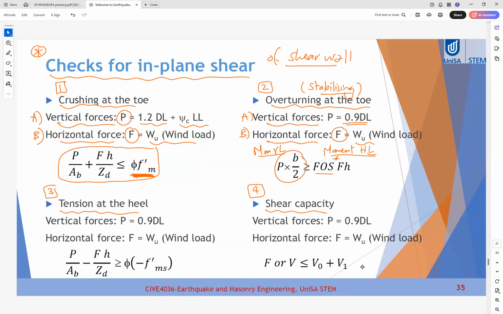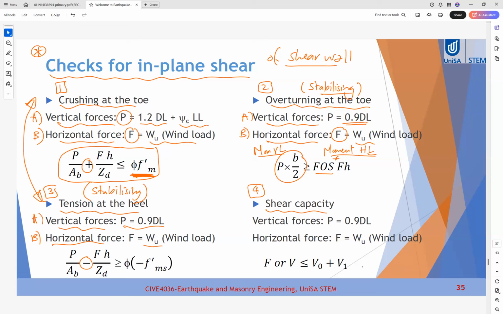The third condition is tension at the heel. Tension at the heel, we have also vertical and horizontal load. For vertical forces, again, it is a stabilizing effect. So N is 0.9 G, dead load. Horizontal force F is equal to the wind load. So N over AB minus FH over ZD should be more than or equal to phi negative f'ms. So this one and the previous one are almost similar, just positive and negative here.